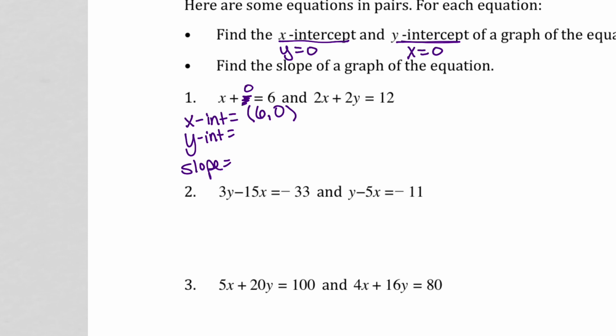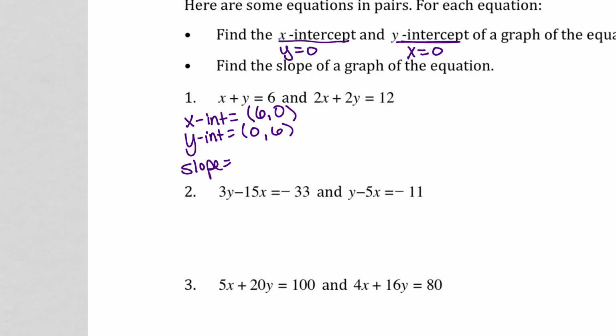What do you think our y-intercept is going to be if x is 0? 6. So it's going to be (0, 6). What's my slope going to be? How do I find my slope? It's whatever's attached to your x when you put it in slope-intercept form.